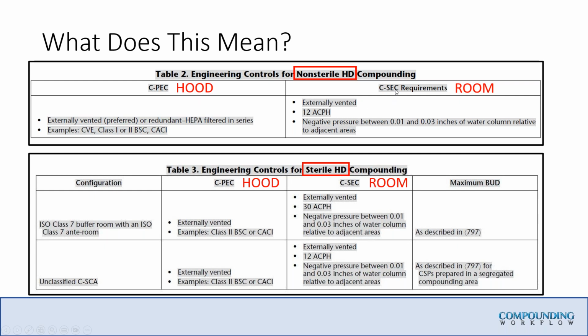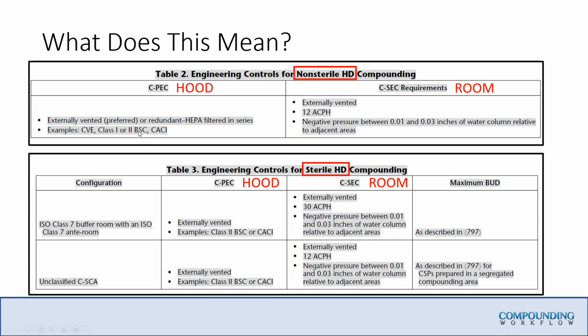And then the CSEC, the Secondary Engineering Control, is just a really cool name for the room itself. So that room in which we compound. But these are the cool acronyms we get to use. So first of all, the hood, we have to externally vent it. That means out of the building, or we have to do redundant HEPA filtered in series. I'm actually going to show you what that means in a future slide.